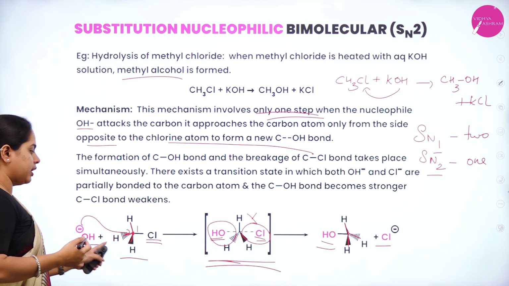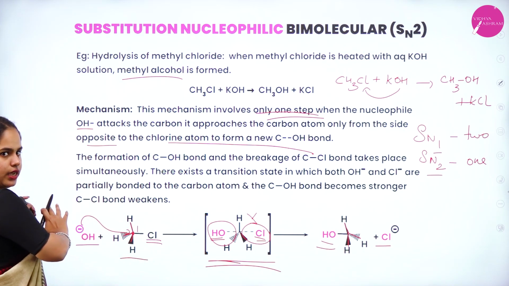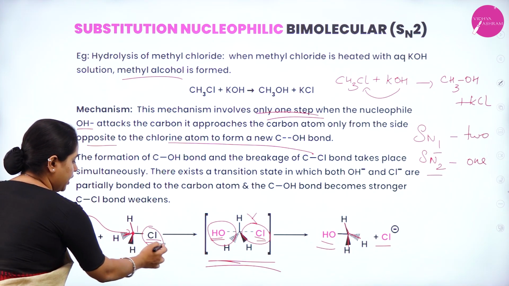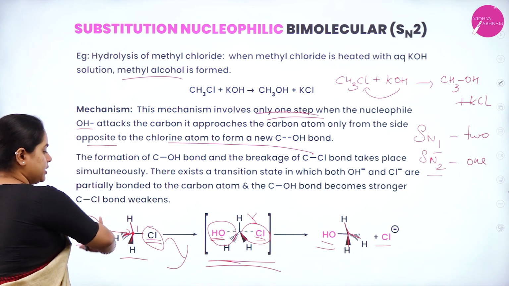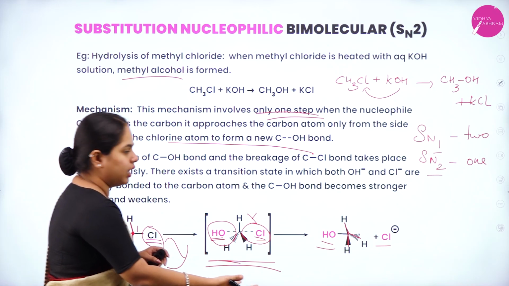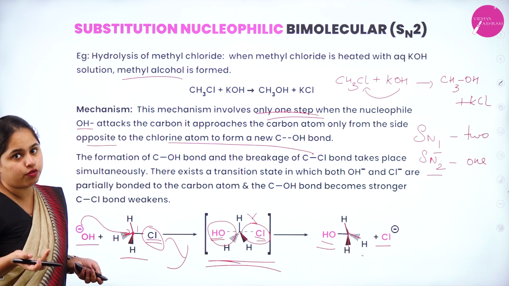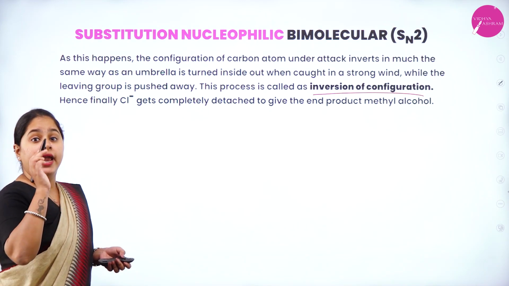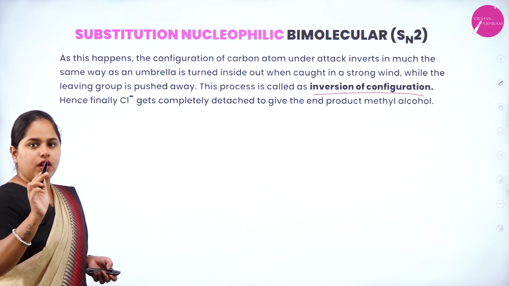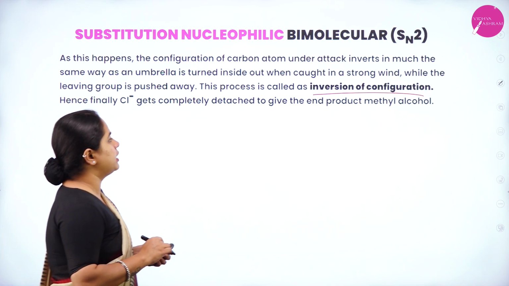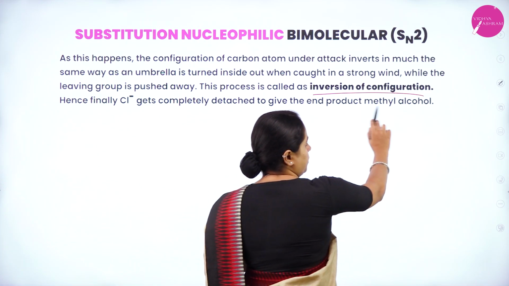As you can see, all the three hydrogen atoms are towards this side. Now, when the nucleophile is attacking from this side, this is being removed, and what happens? These three hydrogen atoms will be towards the other direction, as you can see here, right? So, there is an inversion of configuration which is taking place in SN2 mechanism. It will not happen in SN1. Hence, finally, Cl minus gets completely detached to give the end product, which is methyl alcohol.